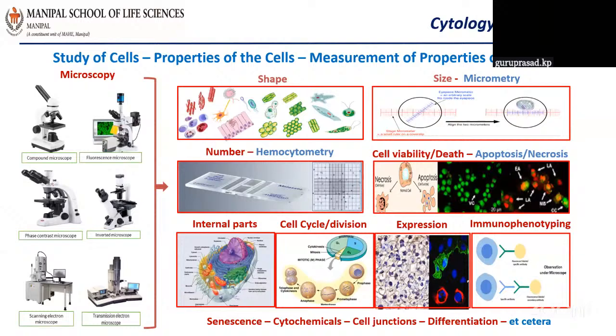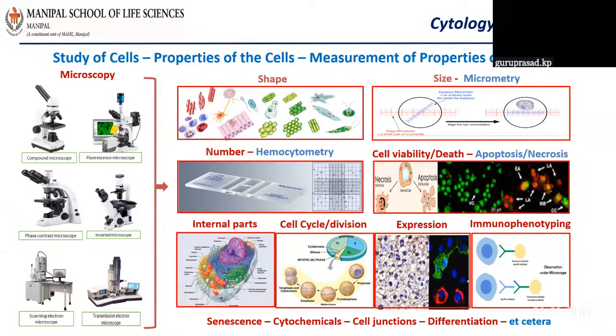So we use a variety of microscopes to understand the cells. Basically, what are we actually looking at in a cell under the microscope? When we look at cells under a microscope, the first thing we do is look at the shape of the cell. And the second thing, we look at the number of cells.